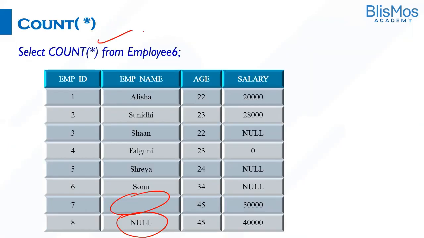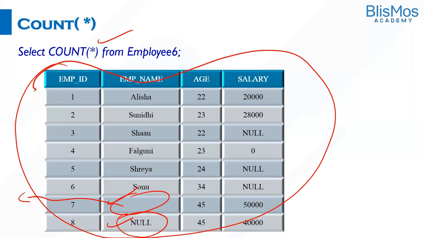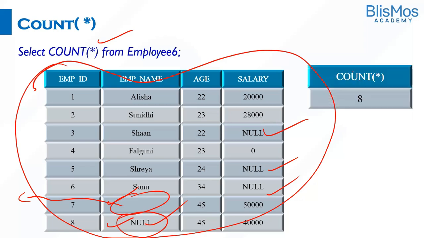When you say count star on any table, it doesn't worry about whether we have an empty space or a null value. Empty space is always having a value. Even though it looks empty, it has a value. But null is the absence of a value. When you say count star, that means you're trying to count all the records in a table. You have a null here, here, here. So count star considers the null values also while counting. So our result would be 8.